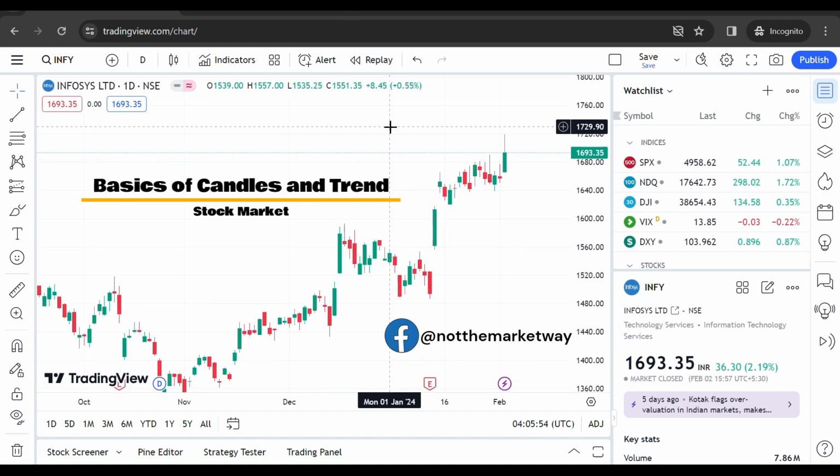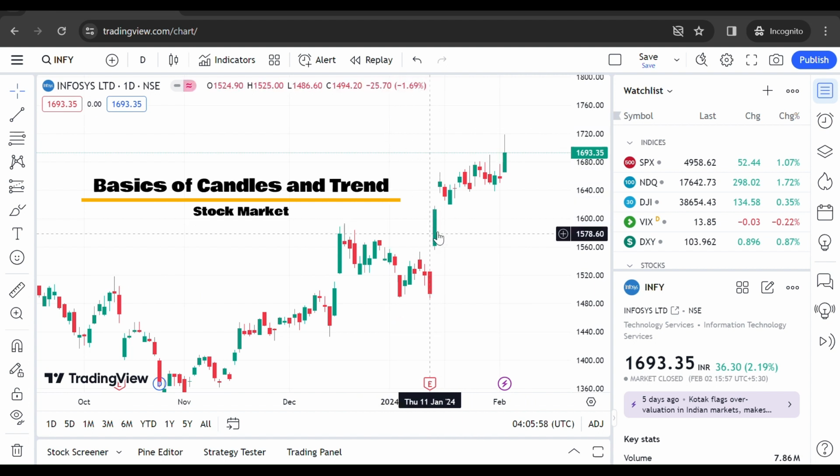If you are a newbie, let me explain the candlesticks first. We have two types of candles. One is a bullish candle and the other is a bearish candle. A bullish candle is nothing but the candlesticks that you are seeing in green. A bearish candle is nothing but the candlesticks that you are seeing in red.